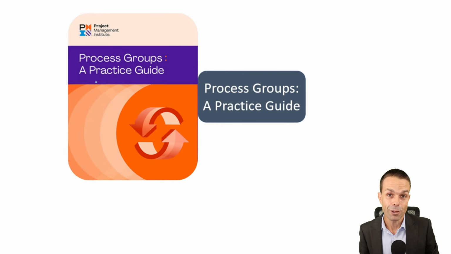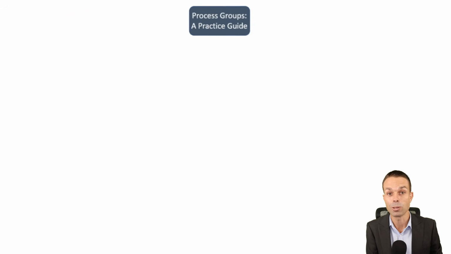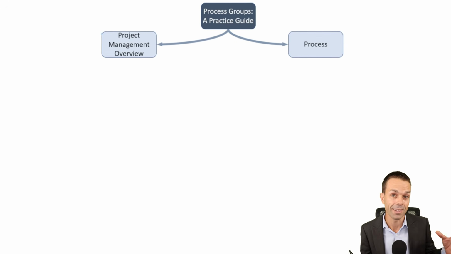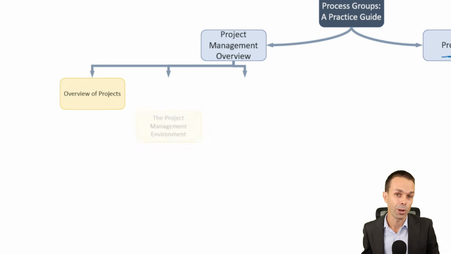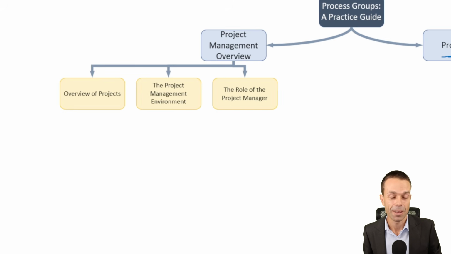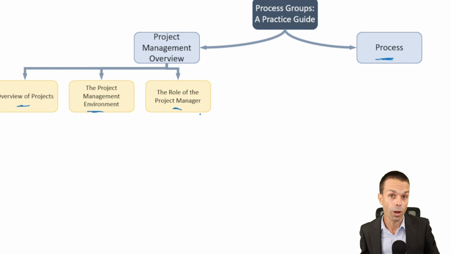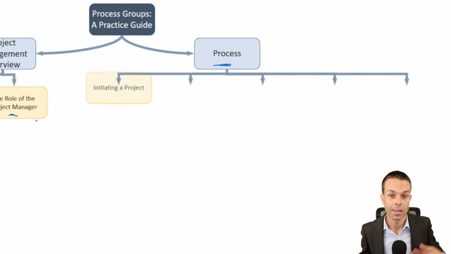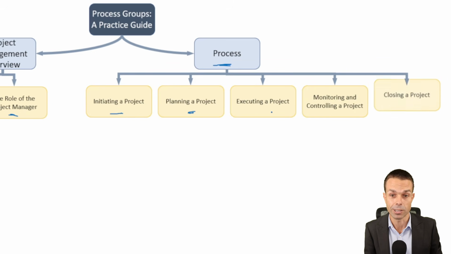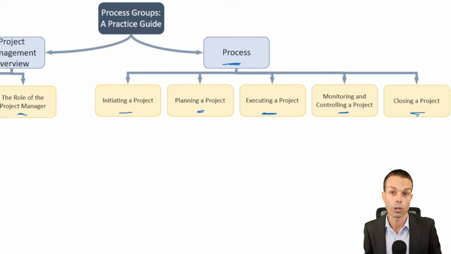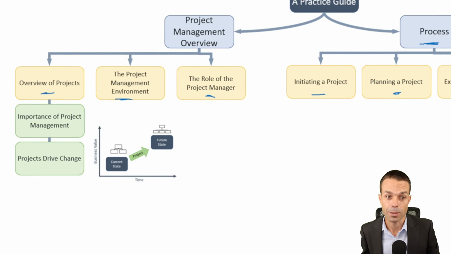Let's get into it. The first thing you'll notice is there are two sections: a project management overview, just so we understand the lay of the land, and then the process itself. For the project management overview, that's where we're going to start. We start with an overview of the project landscape, the project management environment, and the role of the project manager themselves. For the process, we start with initiating, planning a project, executing a project, monitoring and controlling a project, and then closing a project. Let's start at the beginning.